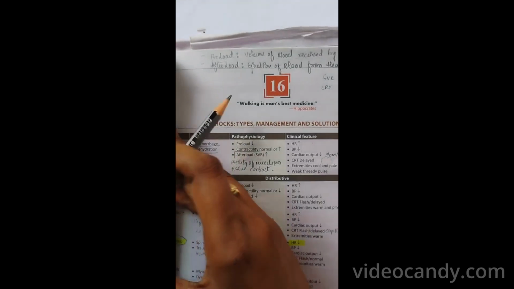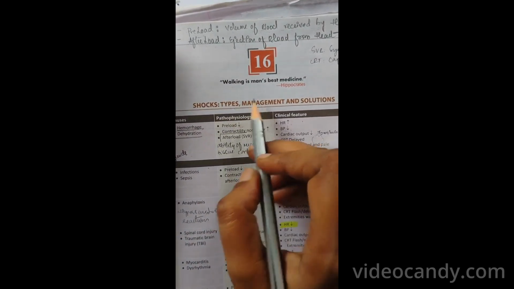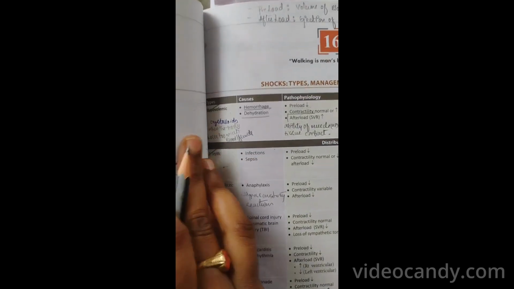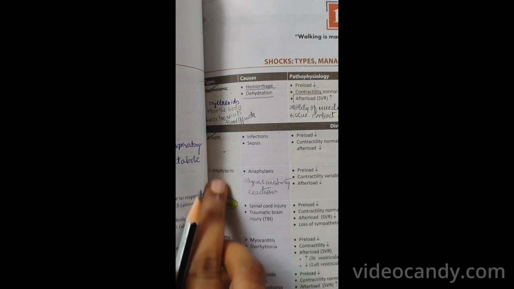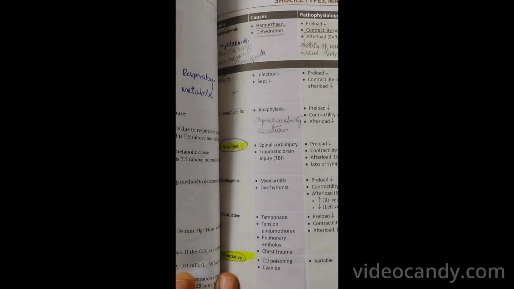So today we can discuss the topic shock, types of shock, and what are the management available for this condition. So here you can see the types of shock. The first one is hypovolemic, septic, anaphylactic, neurogenic, next cardiogenic, next obstructive, and the last one dissociative shock.